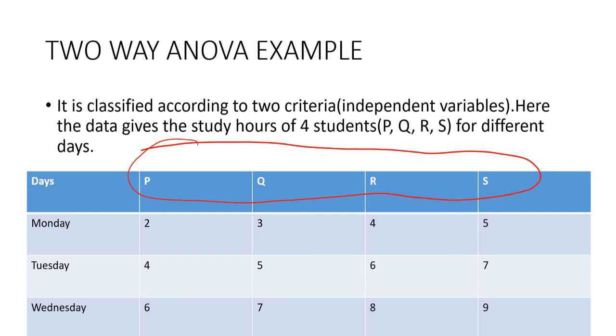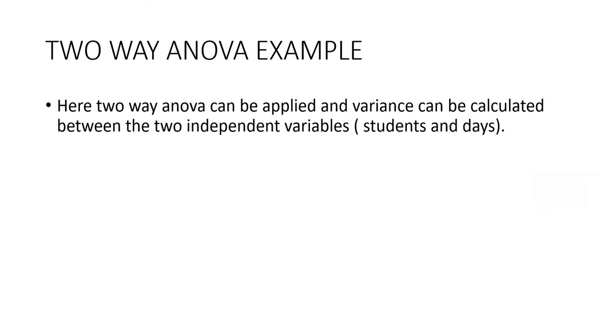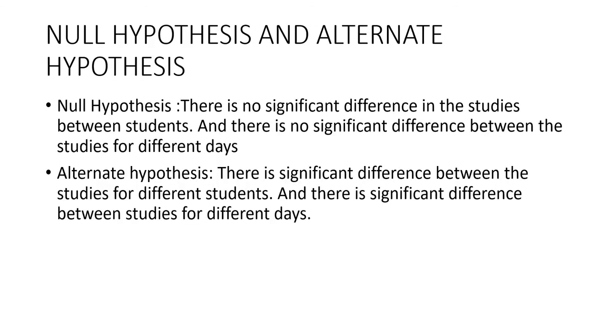You got it. So here we have two independent variables. One is the students, P, Q, R, S, and Monday, Tuesday, Wednesday are another independent variable. They are the days. Two independent variables, days and students. So here two-way ANOVA can be applied, and variance can be calculated between the two independent variables, students and days. First we need to state the null hypothesis and alternate hypothesis.